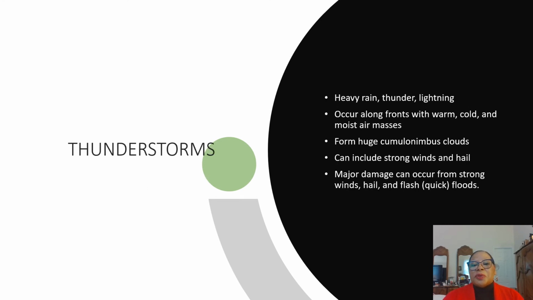Thunderstorms produce heavy rain, thunder, and lightning. Thunderstorms occur along fronts with warm, cold, and moist air masses. They form huge cumulonimbus clouds, and they can include strong winds and hail. Major damage can occur from strong winds, hail, and even flash floods caused from thunderstorms.